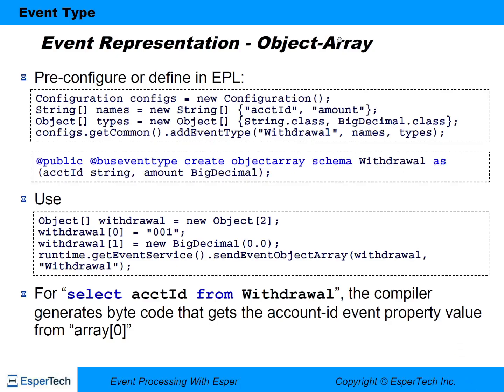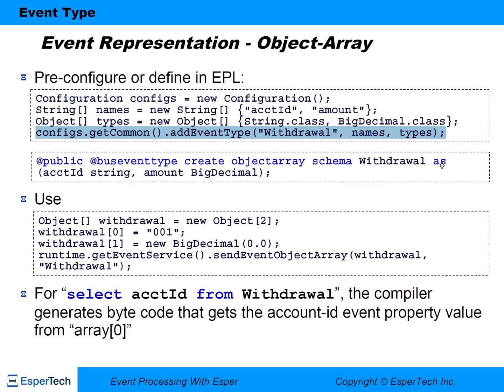The object array event representation supports sending an array of objects as an event. An application can pre-configure the event type by calling the addEventType method and passing an array of property names and an array of property types. For example, String[] names equals new String[] {"accountID", "amount"}. Object[] types equals new Object[] {String.class, BigDecimal.class}. configs.getCommon.addEventType("withdrawal", names, types).